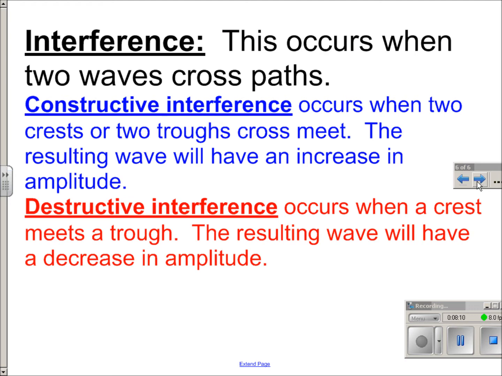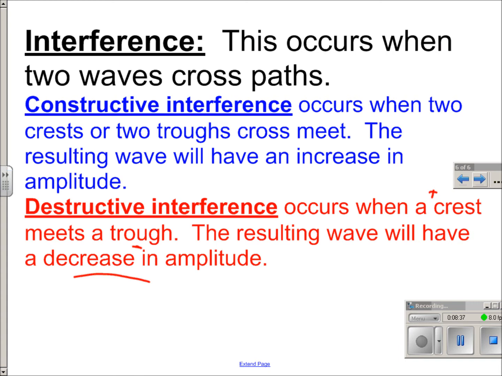Constructive interference occurs when two crests or two troughs meet. And the resulting wave, when that happens, when you have crests meeting crests and troughs meeting troughs, the resulting wave has a bigger amplitude. All right, destructive interference is the other way around. That occurs when you have a crest meeting a trough. So there you've got sort of a positive amplitude meeting a negative amplitude, and they kind of cancel each other out, and it results in a wave with a smaller amplitude. All right, this is probably easiest to just show you an example of.